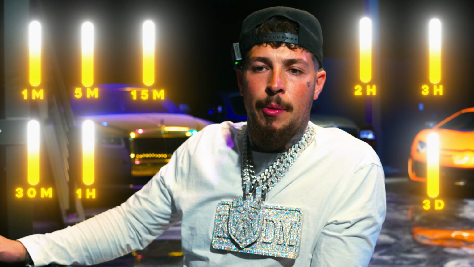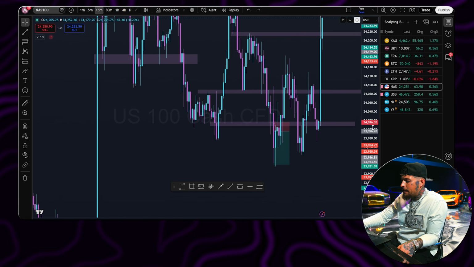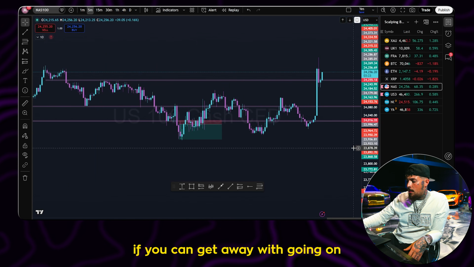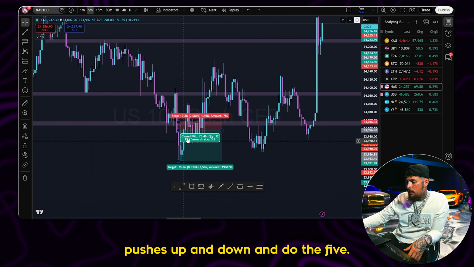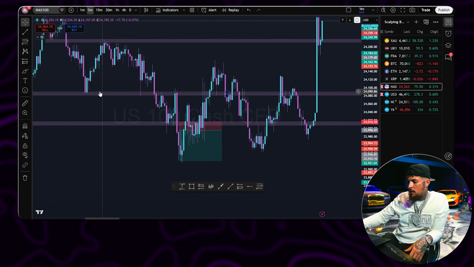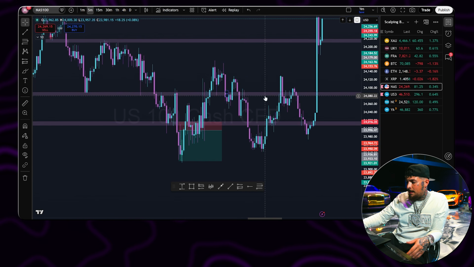Now, what time frame are we looking at? Kind of important, right? 5 and 15, that's it, 5 and 15. If the market's really choppy, 15. If you can get away with going on the 5 and seeing decent volume pushes up and down, then do the 5. As you can see, I have support marked up here, respects it here, here. It's been respecting it all day.